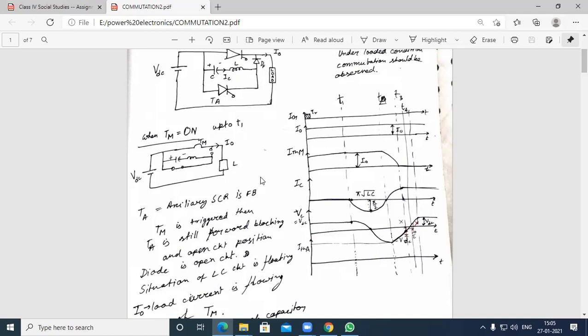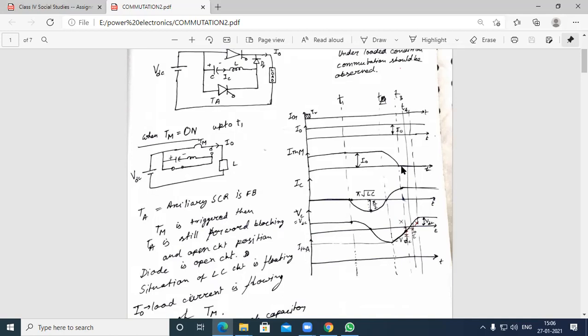Okay, so the main thyristor current is actually the load current minus the capacitor current flowing through the main thyristor. Then after T2, the load current is constant and the capacitor current is increasing. Thyristor current will decrease. So after T2, you can see that the thyristor current will decrease.